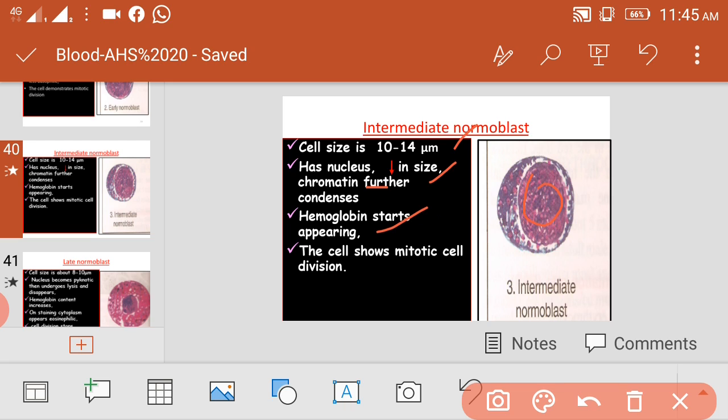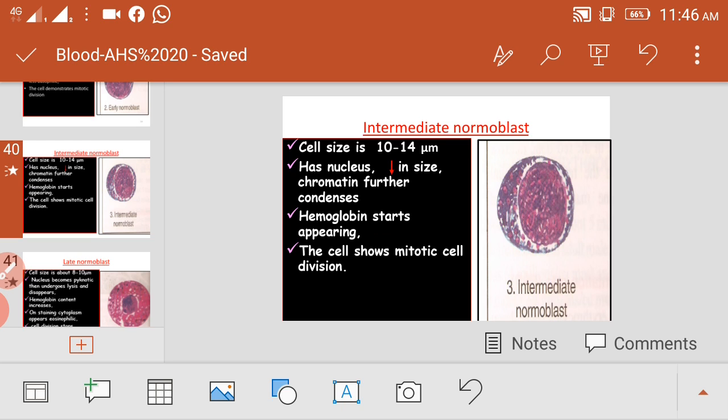They will ask the question, in which stage of erythropoiesis does hemoglobin start appearing? About these two stages, early normoblast, pronormoblast, there is no hemoglobin. So in the intermediate normoblast, the hemoglobin starts appearing and it shows the mitotic cell division, because the nucleus is present, mitotic division is taking place. That is in the intermediate normoblast.